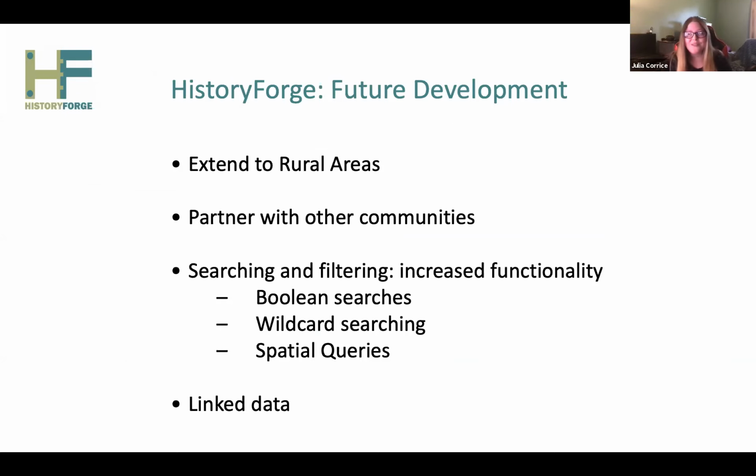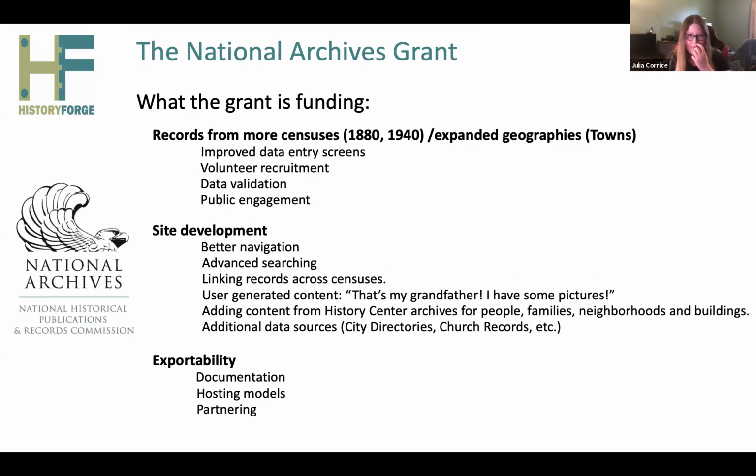Development is happening as we speak to allow increased search functionality to be added to the user interface so that users can perform Boolean searches, wildcard searches, and spatial queries, such as distance and area. And finally, we're looking into ways to possibly link records using Library of Congress link data, GeoNames, DBpedia, and Wikidata. This is currently not part of the National Archives grant, but is something the project is looking towards for a future grant. And speaking of the National Archives grant, I just wanted to very briefly talk about what work on the project is currently being supported by that.